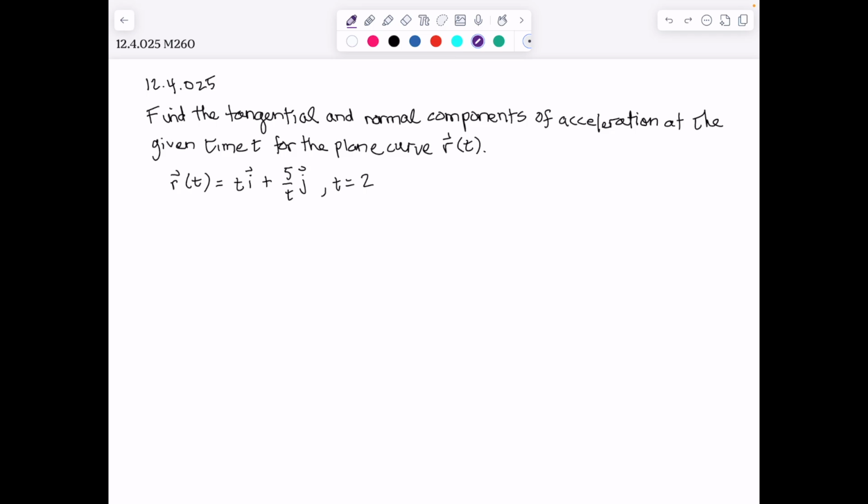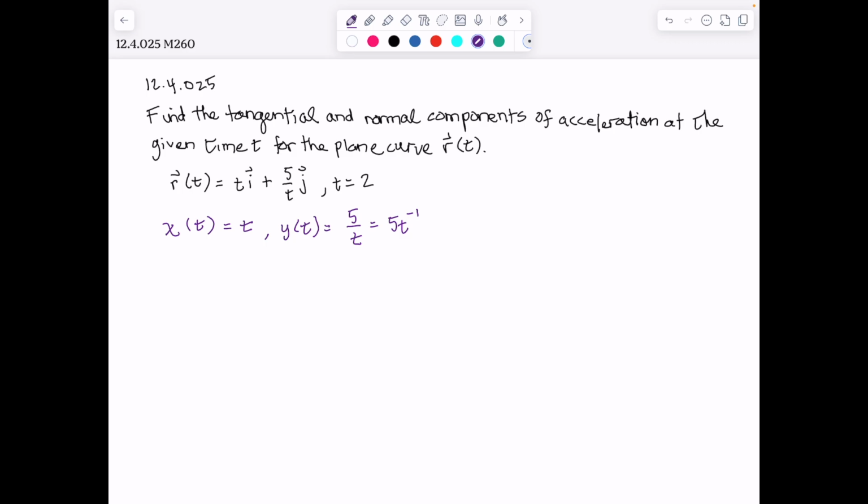So we need to find the tangential and normal components of acceleration at time t equals 2 for our plane curve r at t, which is equal to t times i plus 5 over t times j. So let's just take a look at what we've got. x at t is just equal to t, and y at t is equal to 5 over t, which equals 5 times t to the negative 1.